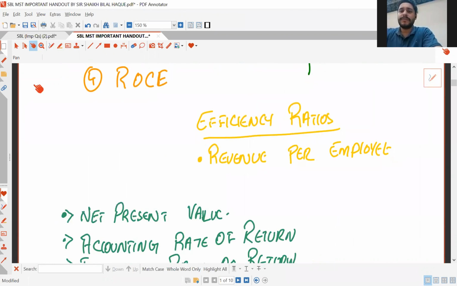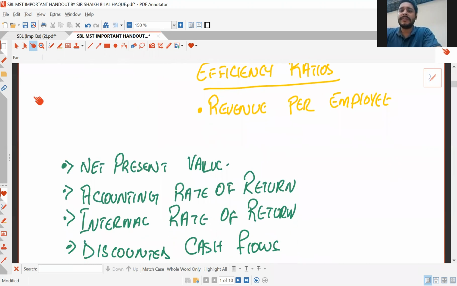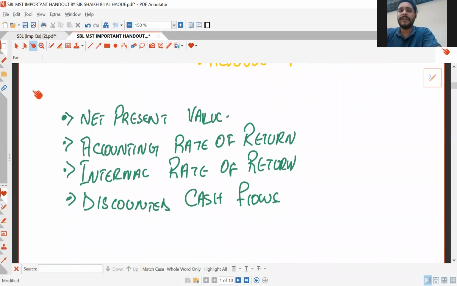Then one of the most important ratios is the efficiency ratio, that is the revenue per employee. You need to calculate the efficiency ratio. There might be some situation where the examiner would want you to calculate the labor turnover ratio as well. So make sure that you are very well aware of this.